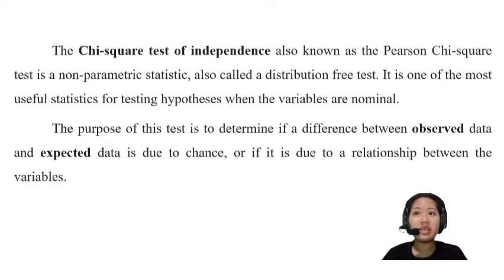So, the chi-square test of independence, also known as a Pearson chi-square test, is a non-parametric statistic, also called a distribution-free test. It is one of the most useful statistics for testing hypotheses when the variables are nominal. The purpose of this test is to determine if a difference between the observed data and the expected data is due to chance or if it's due to the relationship between the variables.